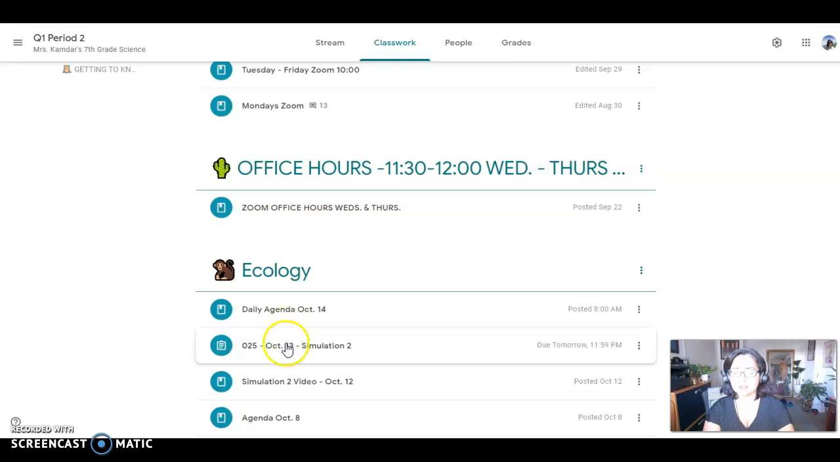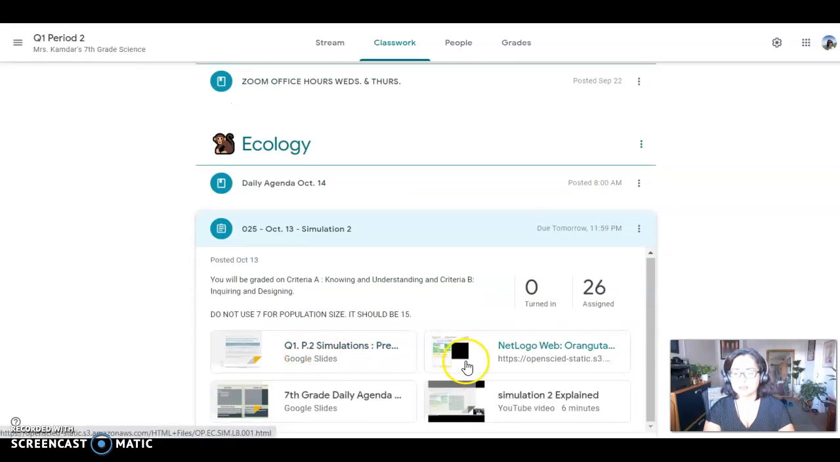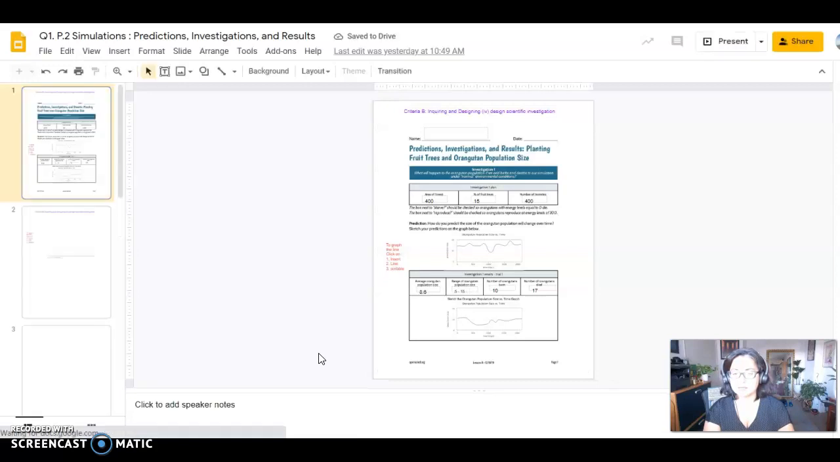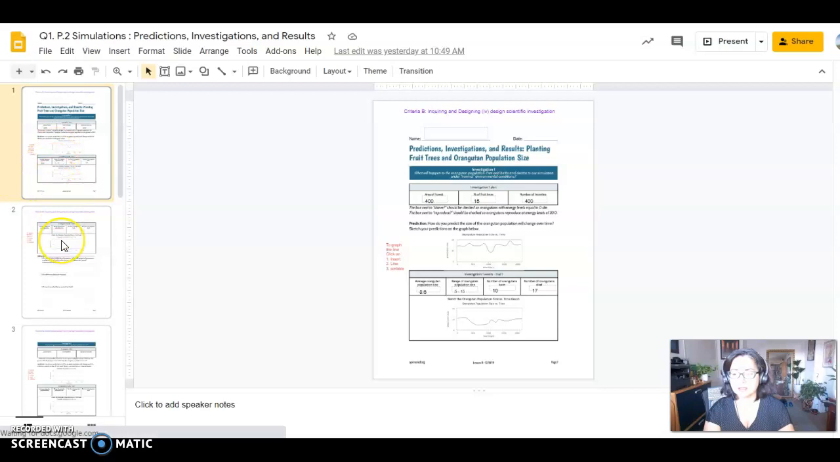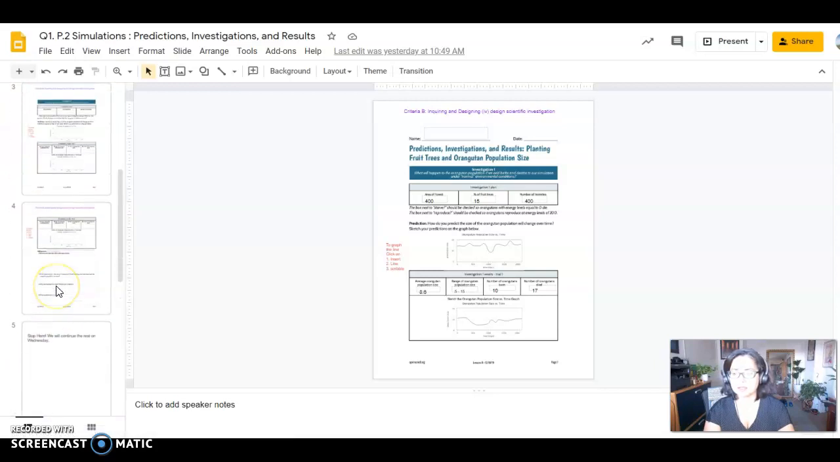So what you will do is you will go to your simulation in the slides, which is right here in assignment 025, simulation 2, October 13th. You click on this one right here, you open your simulation slides, and you will continue to work on all of the slides today. So you're going to try to finish all the slides.